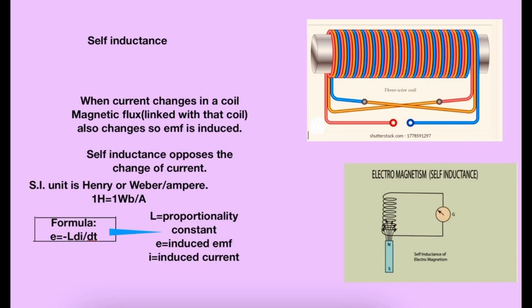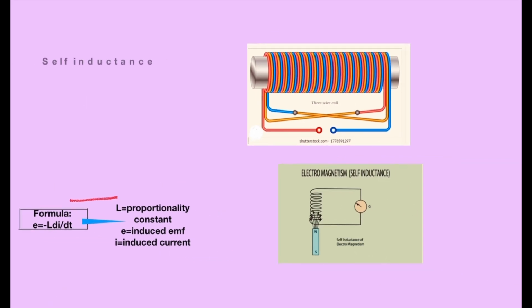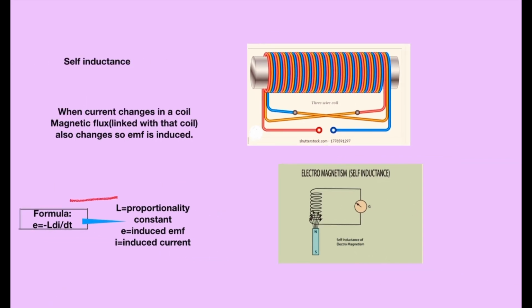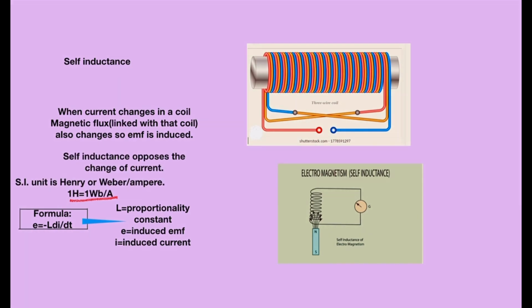Let's have a look. In electromagnetism, we are going to discuss self-inductance, mutual inductance and eddy currents. You know very well that a changing magnetic field generates induced current. And also, when current changes in a coil, the magnetic flux linked with that coil also changes, and so EMF is induced. But self-inductance opposes the change of the current.